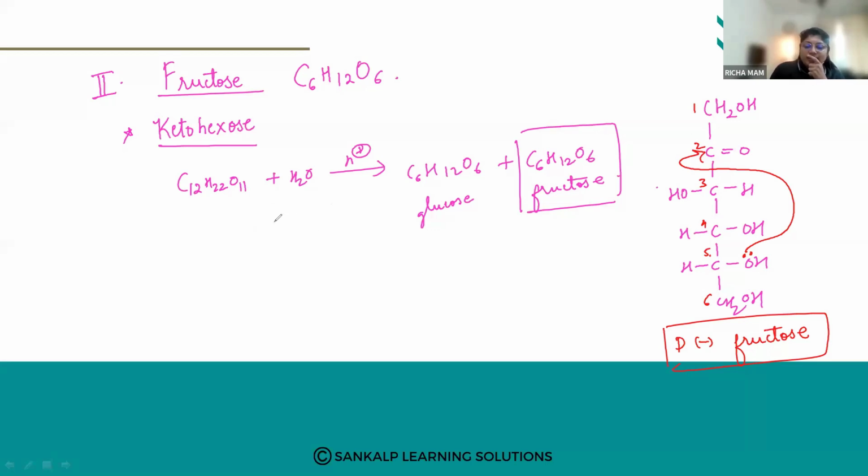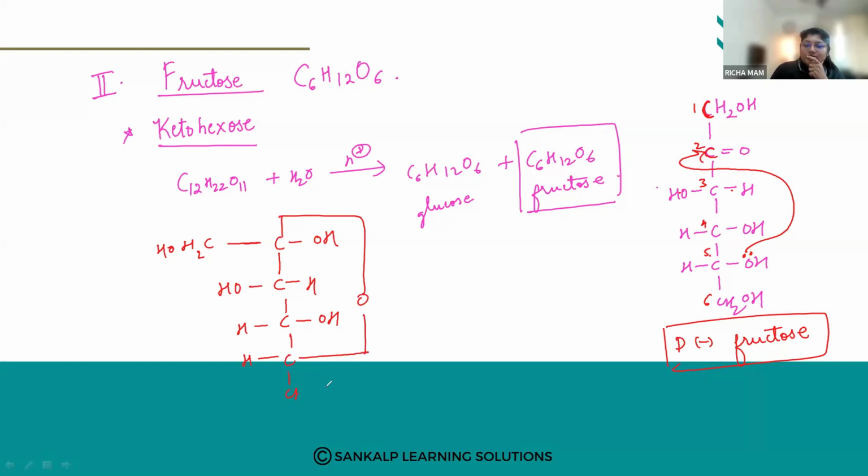So if the OH is on the right hand side, what are you going to get? After the attack here, it forms OH, COH, and here will be CH2OH. This CH2OH will come to this side. CH2OH, okay. Now here will be your HOH, then CHOH, then HC, and here will be your bond, and here will be your CH2OH. So this is your alpha D fructose.